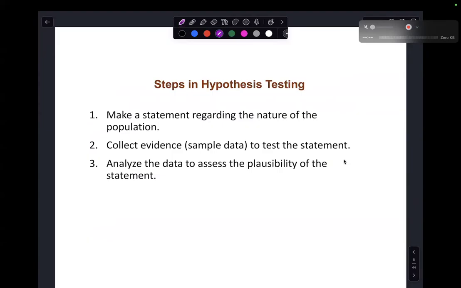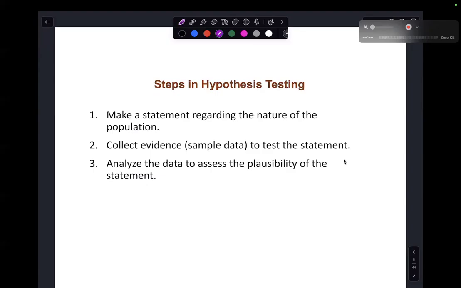The second step is you actually collect your data. You take a sample, and so I'm going to take my sample and then use that sample to test my statement. Once you take your sample, then we have math that you're going to do in order to determine whether the statement that you made is plausible, whether it's likely. If your statement is likely, then we'll take our next steps and we can draw a conclusion. We can apply it to the population.